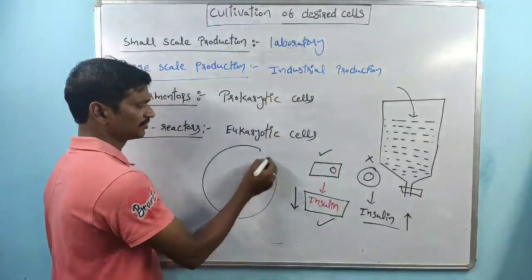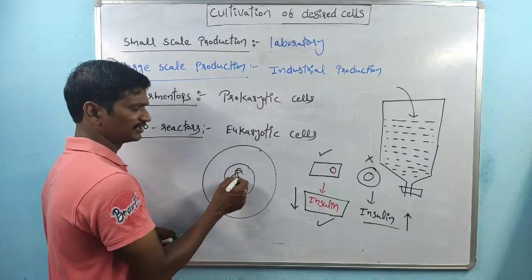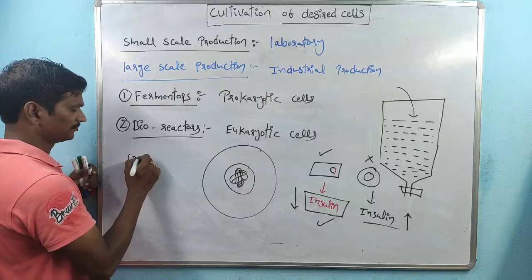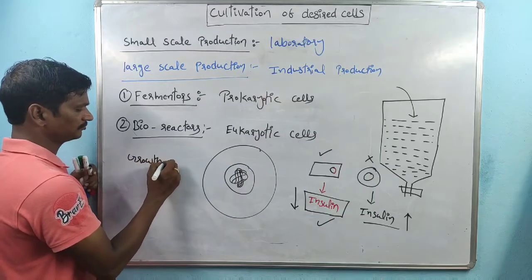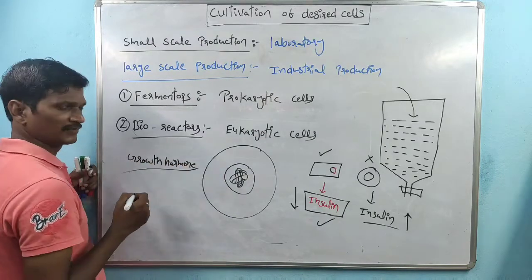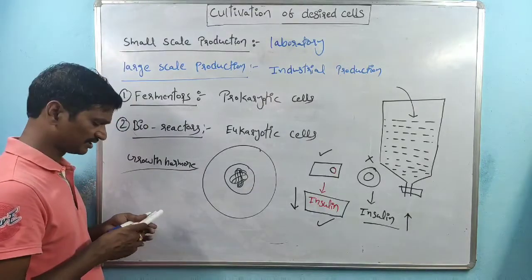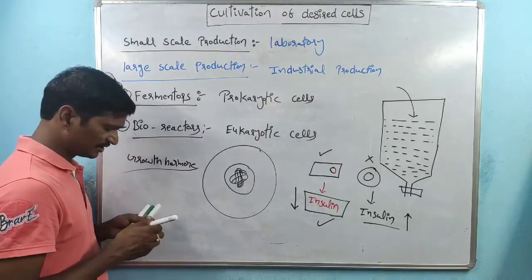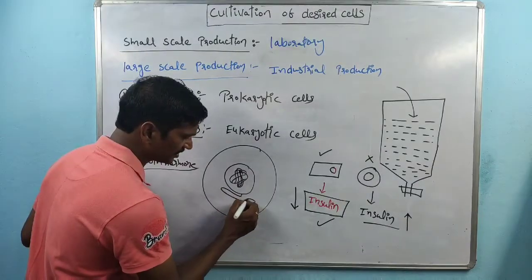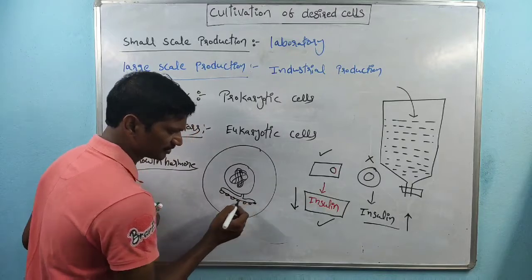We know this is one of the eukaryotic cells. This is the nucleus, and these are the genes. One of the best examples is growth hormone. See what I am telling here: the genes are inserted into the eukaryotic cells. After that insertion process, mRNA is produced here, and the endoplasmic reticulum is involved in the protein synthesis process.